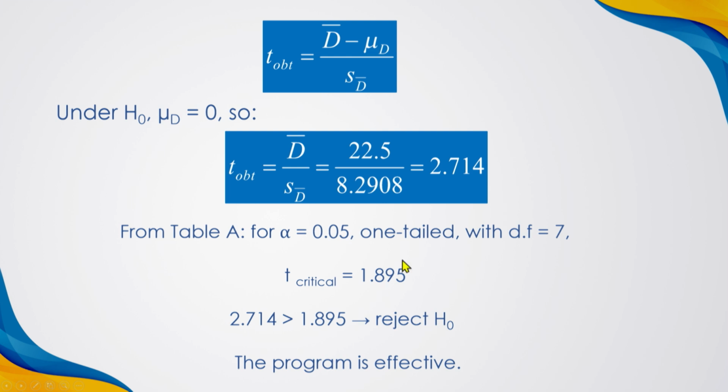Now, you have to compare the test statistic value 2.714 with the test critical value 1.895. It is observed that the test statistic value is more than the test critical value, which means that H naught is rejected. So, the hypothesis that there is no difference before and after training is rejected. This means accepting the alternative hypothesis, stating that the average score after training is more than the average score before training.